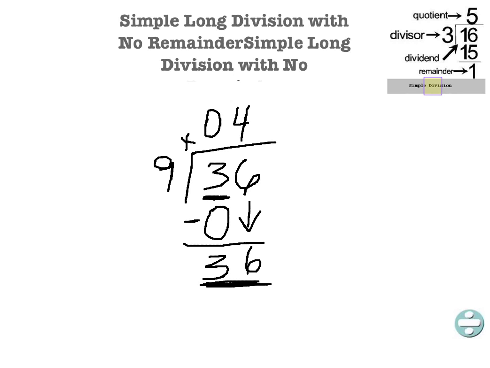Now, as I said before, every time you place a number on the top, you've got to take that number and multiply it by the number on the outside. So we've got to take the 4 and multiply it by the 9. Let's do that now. 4 times 9 is, that's right, 36. So we take the 3 and put it underneath the 3 and the 6 underneath the 6, and we subtract. 36 take away 36 is 0. So as you can see, our remainder is 0, and that goes right here. So the answer to 36 divided by 9 is 4, remainder 0. Let's try another one.